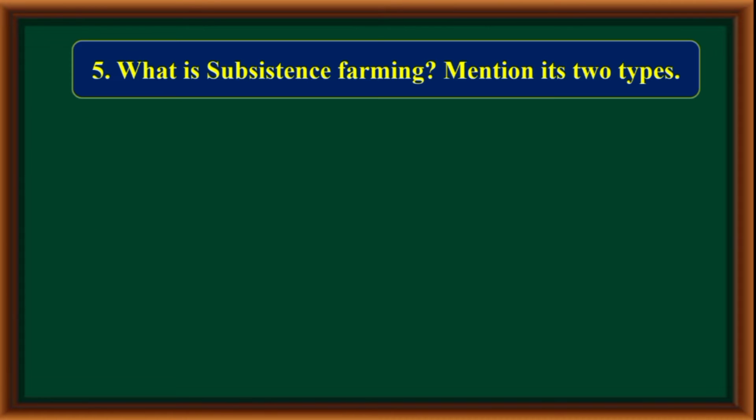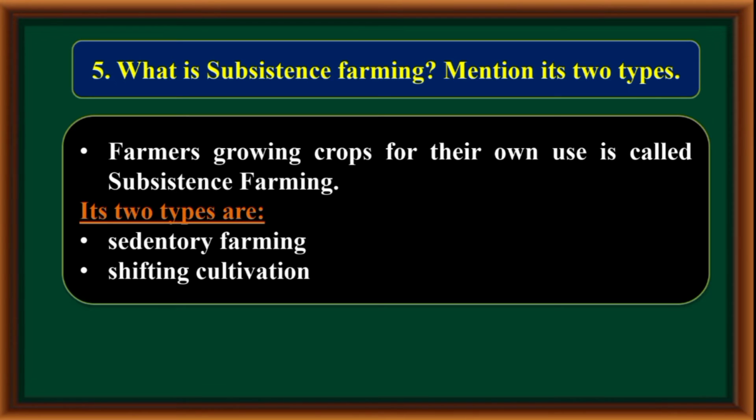What is subsistence farming? Mention its two types. Farmers growing crops for their own use is called subsistence farming. Its two types are sedentary farming and shifting cultivation.